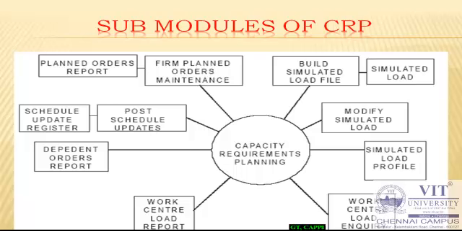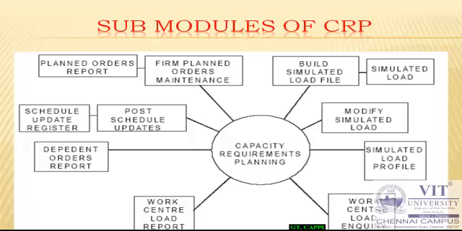This is a submodule of capacity requirement planning, that is CRP. It also refers to the planned order, the sales forecast, and the sources that are available. Here are schedule update and post schedule update. Is any update required? Suppose you have a schedule for 50 components. For the next day, you have to increase it to 70 so that you can meet the customer requirement. Then the schedule should be updated.